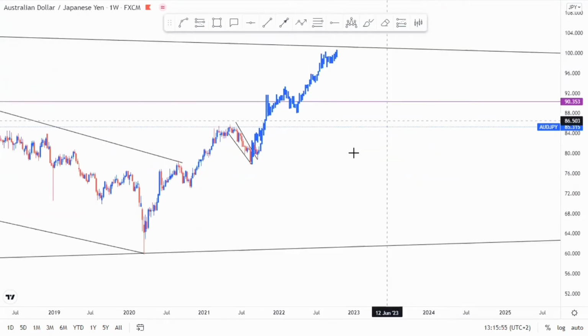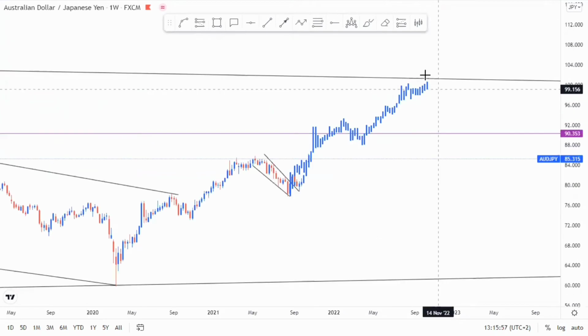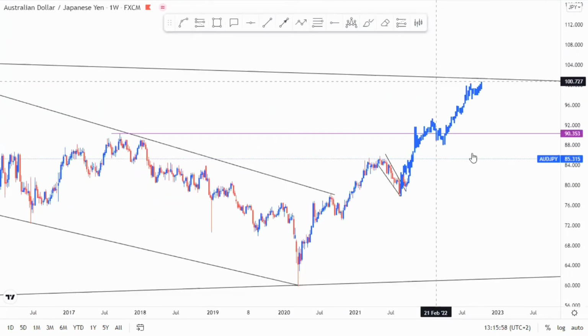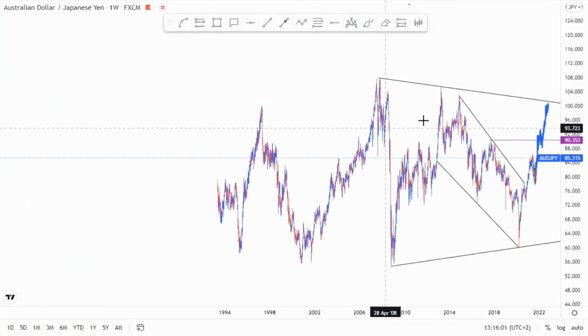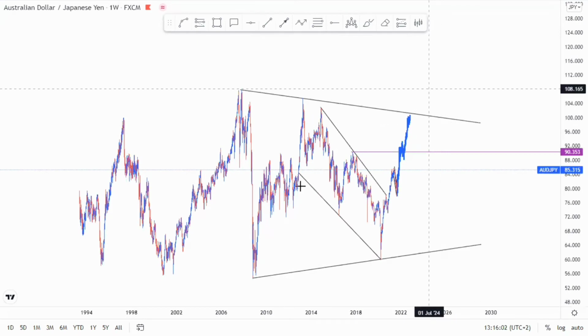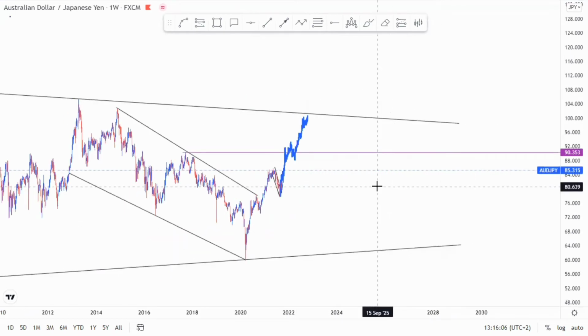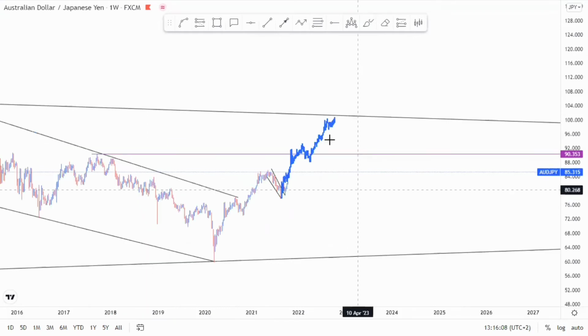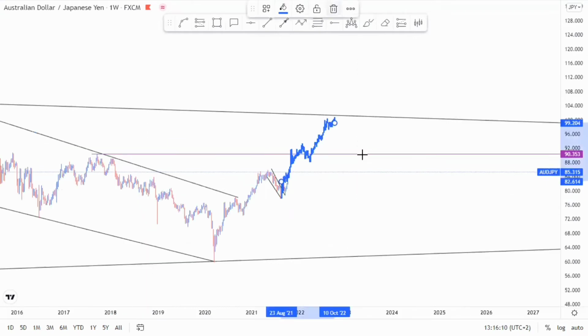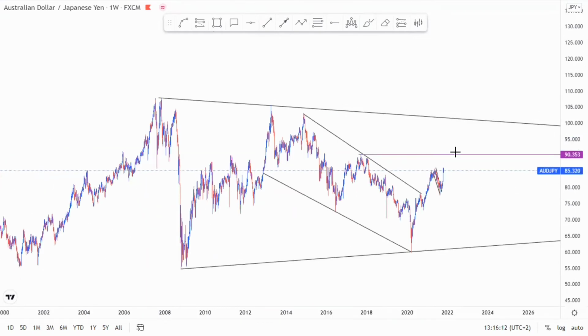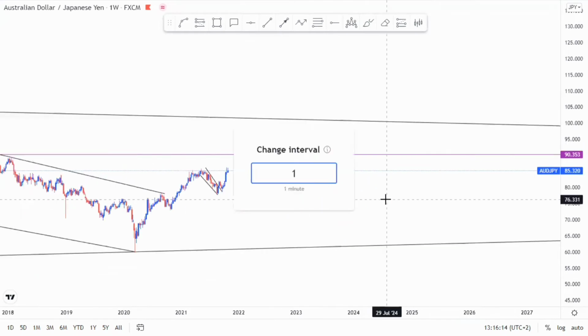As you guys can see, it touches the upper trend line and doesn't create a higher high, but it just forms in line with the triangle that we see on the higher time frame. So now going to the 1 hour time frame.